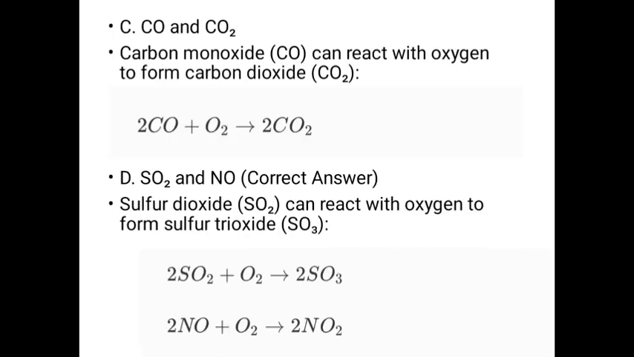For option C, carbon monoxide can react with oxygen to form carbon dioxide. However, carbon dioxide, which is the second part of the option, is in its oxidized form, so that option is wrong. Now for the correct option, sulfur dioxide can react with oxygen to form sulfur trioxide. The second part of the option, nitric oxide, can also react with oxygen to form nitrogen dioxide.